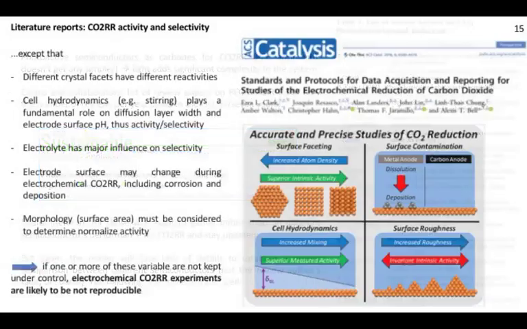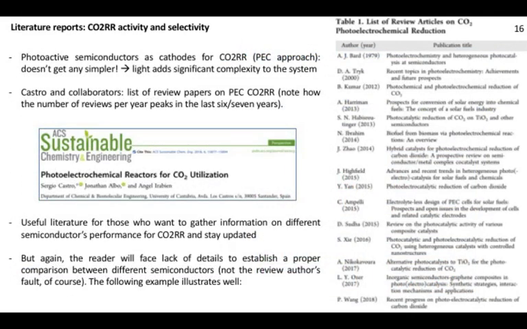And note that we are not talking about semiconductors or photoelectrochemical reduction. If we put light on the system, it would be even more complicated, of course. Light adds significant complexity. In this case, I recommend this very recent paper where CO2 photoelectrochemical reduction is discussed. And the authors present a list of review papers. Most of them, as we saw in the beginning of this presentation, are from probably the last 6 or 7 years.